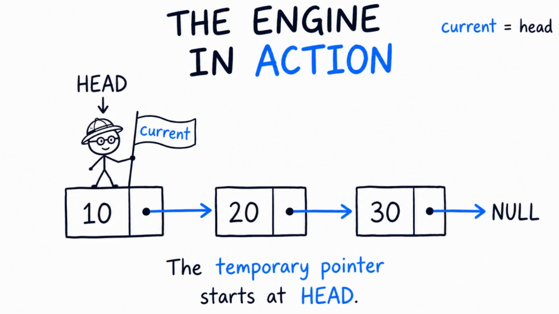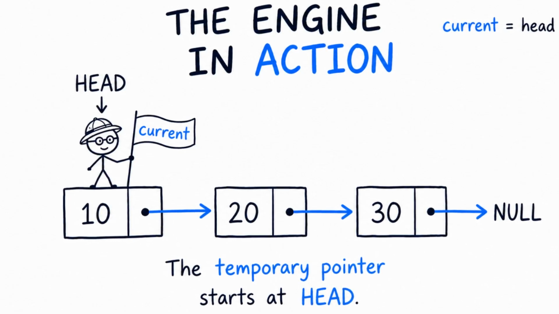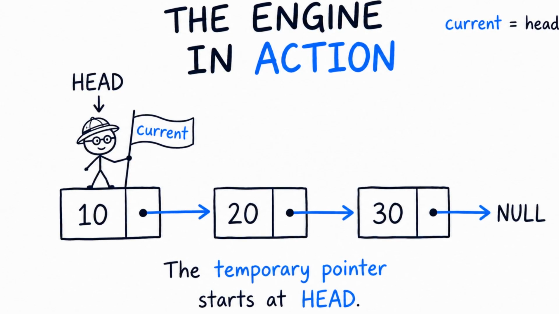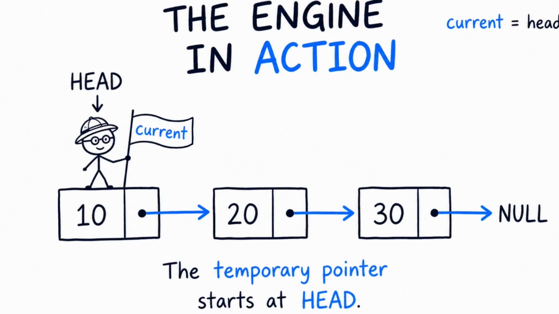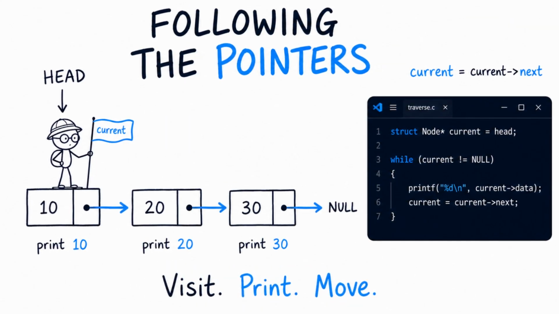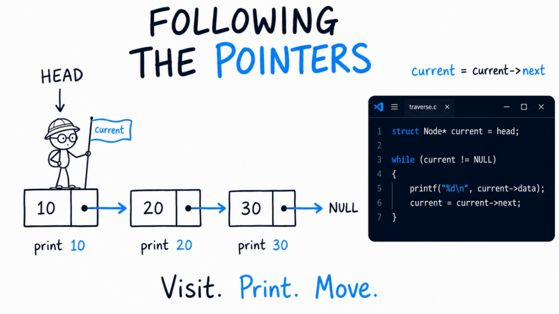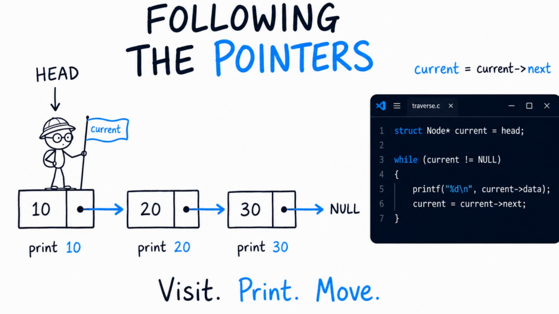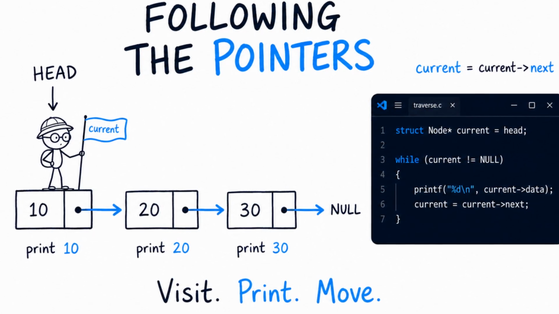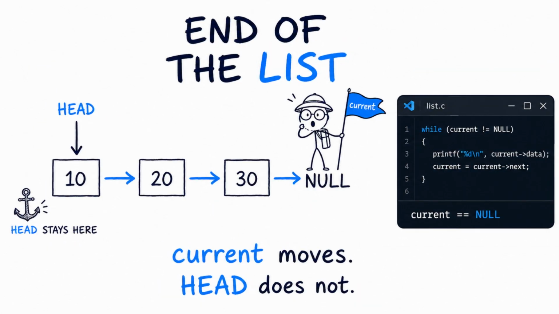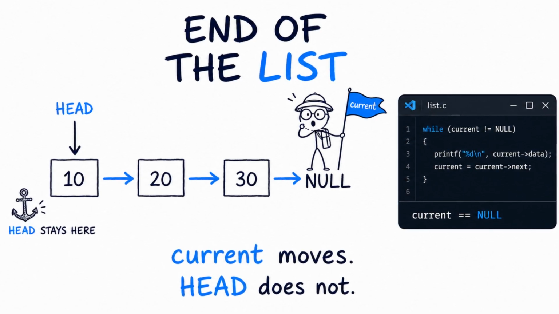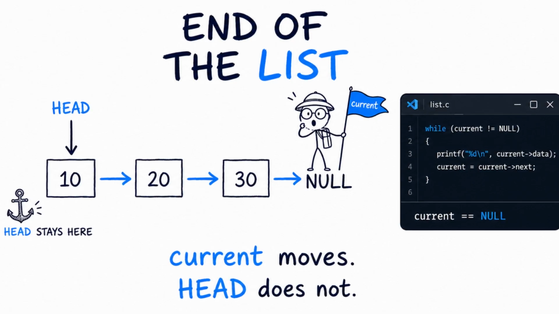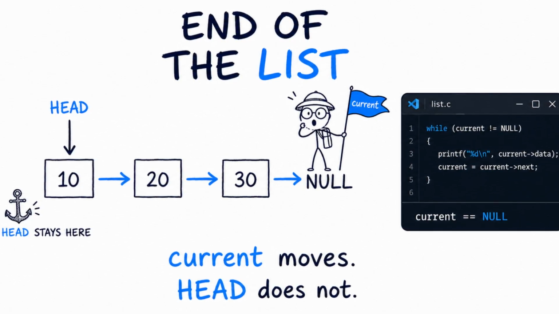Let's actually trace this loop step by step through real memory. Notice our temporary pointer. Let's call it current. It starts identically at the head, pointing to 10. We check if it is null. Nope, it is not. So we print 10 and then we say, current equals current arrow next. This moves our temporary pointer to 20, then to 30. Finally, it reaches null. The condition becomes false and the loop stops immediately. And all the while, that original head pointer remains perfectly intact.